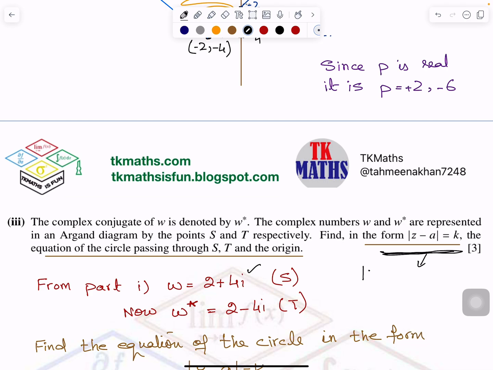It is reminding you of one of the locus forms in complex numbers, where we say modulus of Z minus Z1 equals R. This gives you the radius, and this gives you the center of the circle. So basically, you have to write your equation of the circle in this form. Now let's see how we will get it, what the values of A and K are.